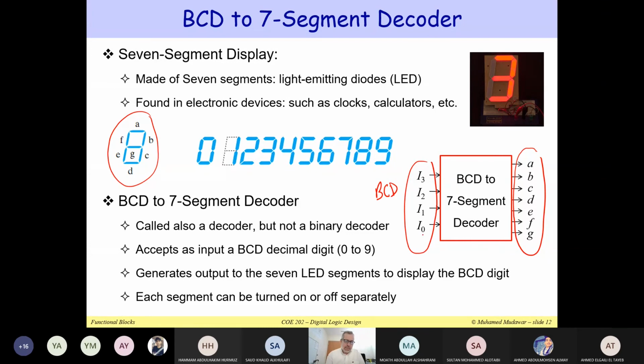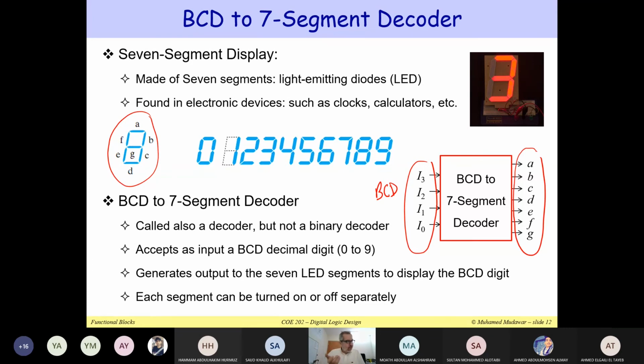Now, if the input is not BCD, and it's from 10 to 15, I can force all the outputs to be zeros. I can turn off my display. So if the input is not BCD, we can turn off all these segments, and therefore nothing will appear on the display. Now, we have seen this example when I talked about combinational circuit design. We used 7 different Karnaugh maps, we obtained equations, and we started to extract the common sub-expressions and to implement the circuit for this BCD to 7-segment decoder. But this took us some time.